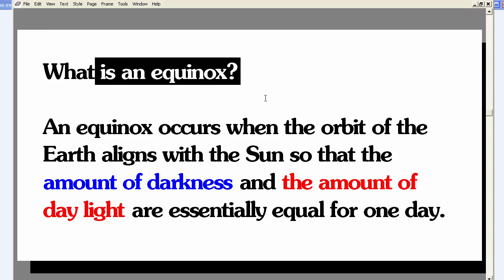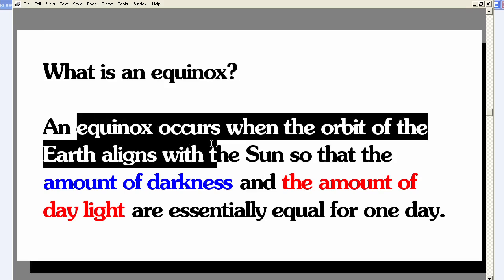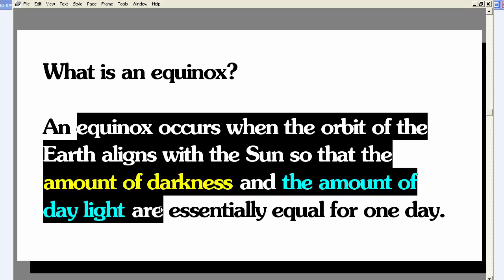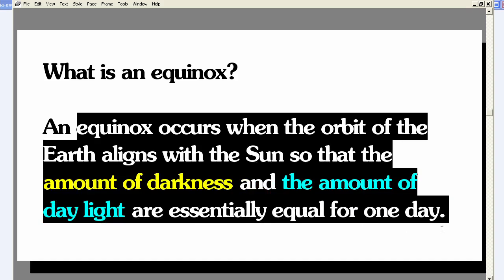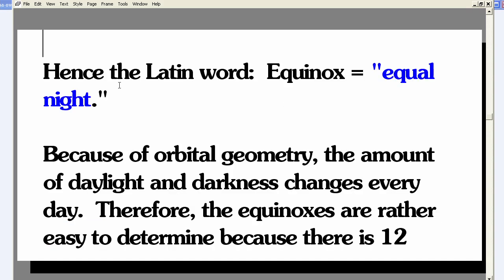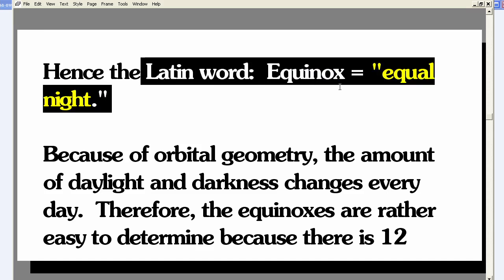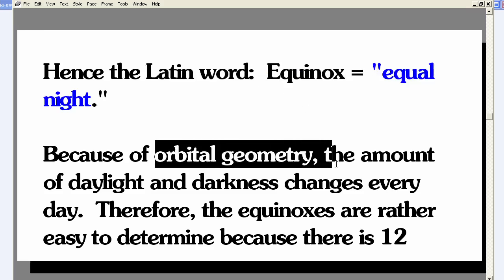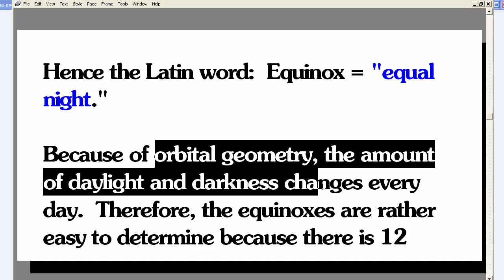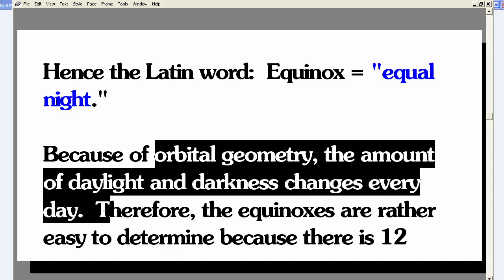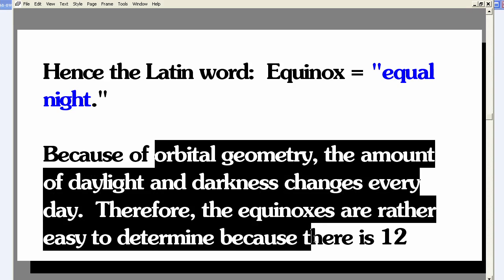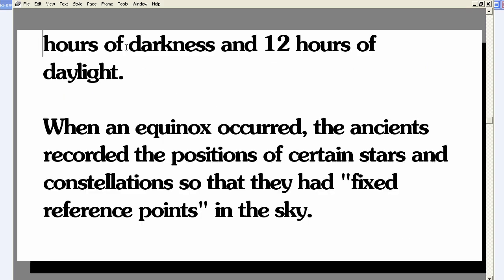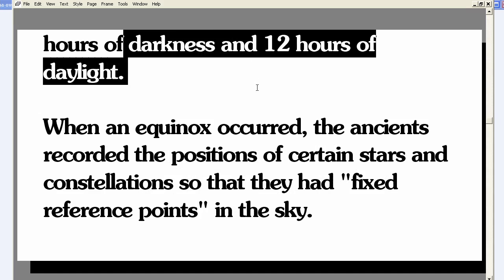So what is an equinox? An equinox occurs when the orbit of the Earth aligns with the Sun so that the amount of darkness and the amount of daylight are essentially equal for 1 day. And this brings about the Latin word equinox, which means equal night. Because of orbital geometry, the amount of daylight and darkness changes every day. Therefore, the equinoxes are rather easy to determine because there is 12 hours of darkness and 12 hours of daylight.